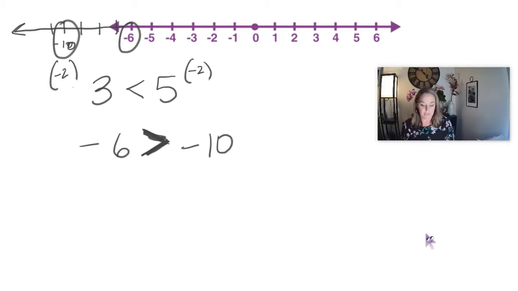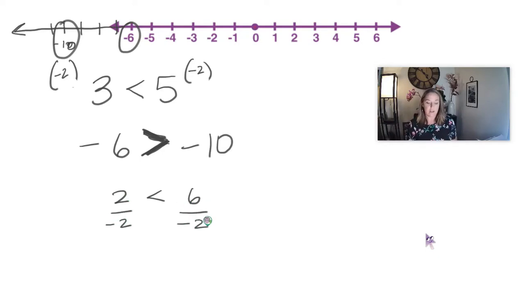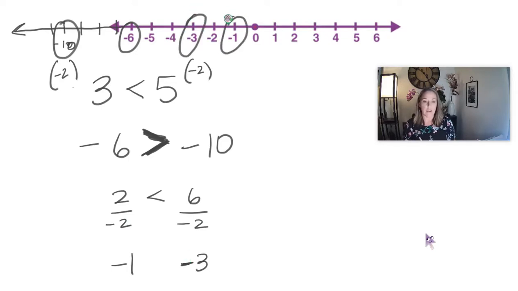Let's take dividing by a negative. Let's say 2 is less than 6, and that's a true statement, right? We know 2 is less than 6, so let's divide both of those by negative 2. 2 divided by negative 2 is negative 1. 6 divided by negative 2 is negative 3. And what do we know about negative 3 and negative 1? Negative 3 is smaller than negative 1.